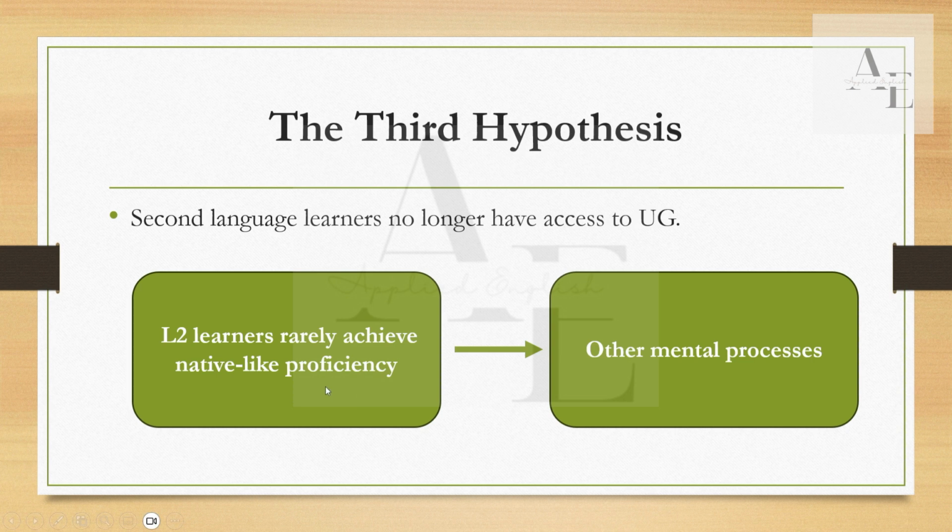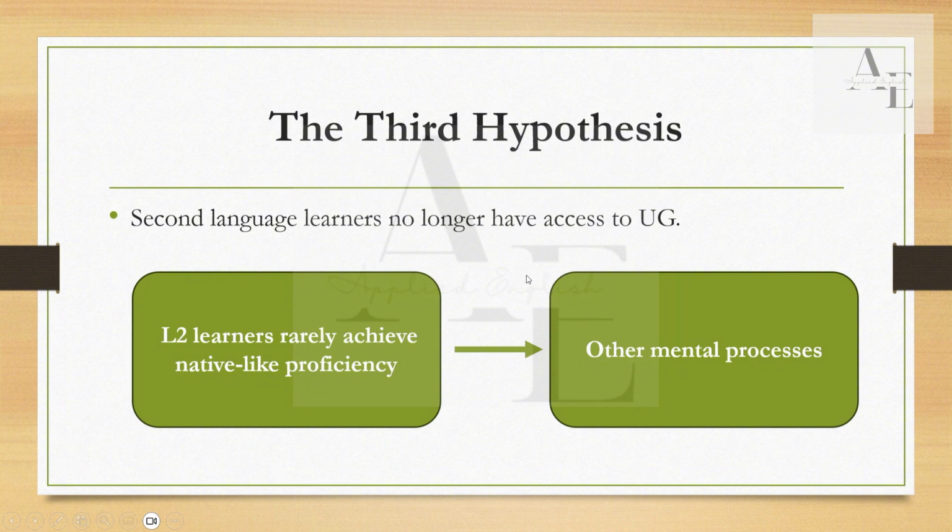So they use this to argue that we no longer have access to UG, because if we still had access to the UG, we should be able to acquire L2 like we acquired our L1. So they said that learners use other mental processes instead of using UG.